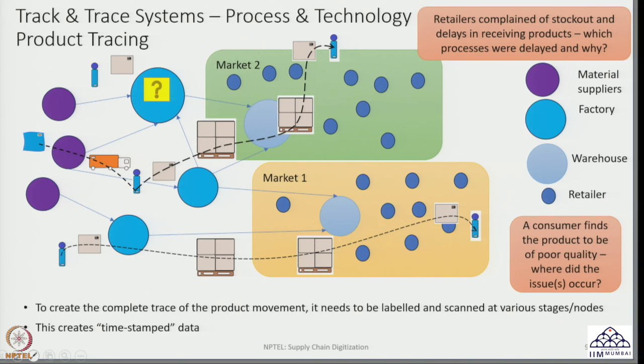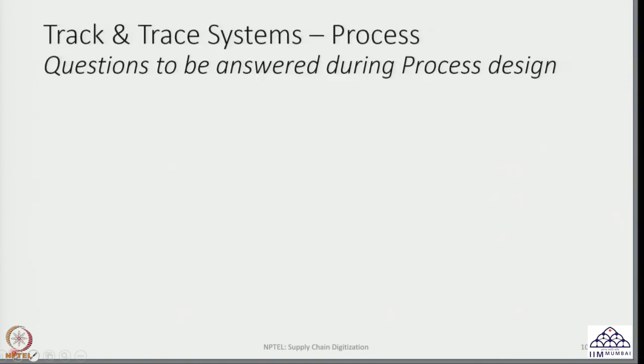So we see how the trace gets created very easily for every kind of product, and what was once a very complex network of movement of the product is now available in a visual format to us, as well as it has been captured in timestamped format, so it can be analyzed easily.